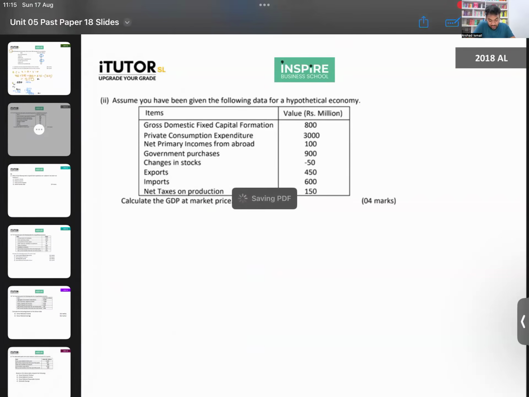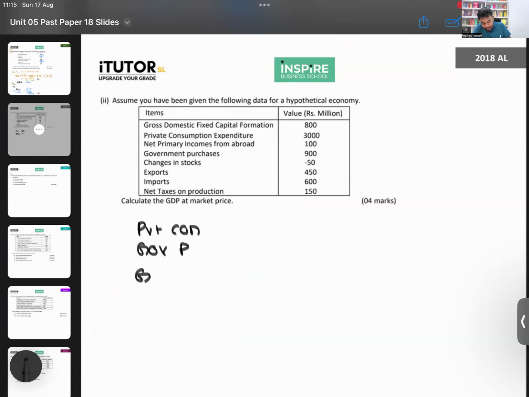Okay. So assume you have been given the following data. Calculate GDP. Again, which approach? Gross domestic fixed capital formation, private consumption, net primary income. Easy one, no? Expenditure approach. So how do you calculate, Laman? You have private consumption, you have government purchases, you have gross domestic capital formation, and you get net exports.